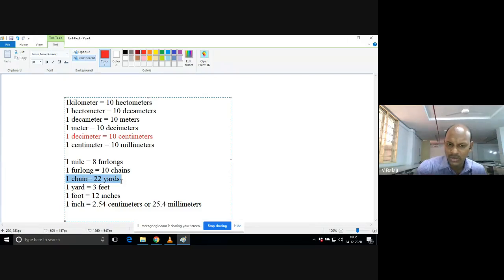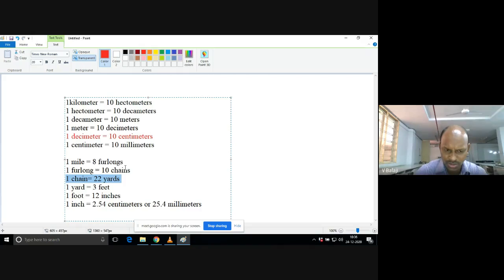So 22 yards. I think you are familiar with the 22 yards. Cricket pitch. Very good. So those who are interested in cricket can easily identify yards. That is the length of one chain. Civil engineering students generally use these furlong, miles, chains. All these are units of length only. Maybe it is a metric system. It is some British system or something like that.